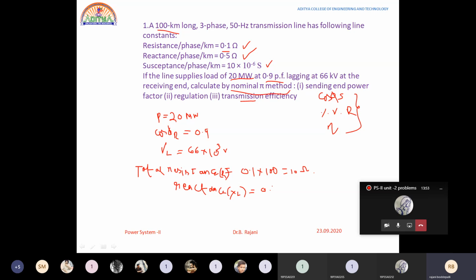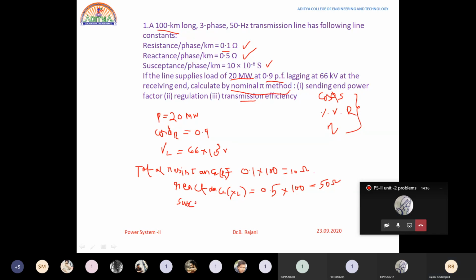0.5 into 100 you have to do. 0.5 into 100, which is nothing but how much it is? It is 50 ohms. Now in our hands we are having resistance and reactance. Now susceptance per phase we need to find. These are the per phase values.